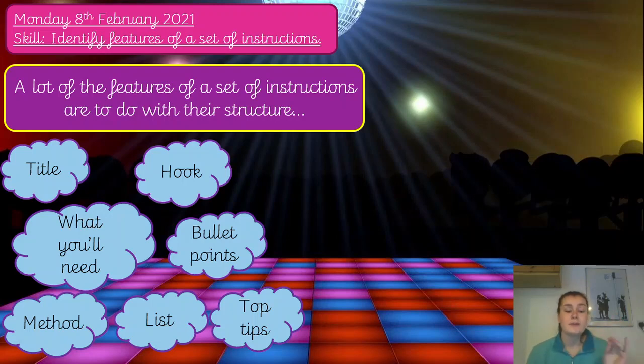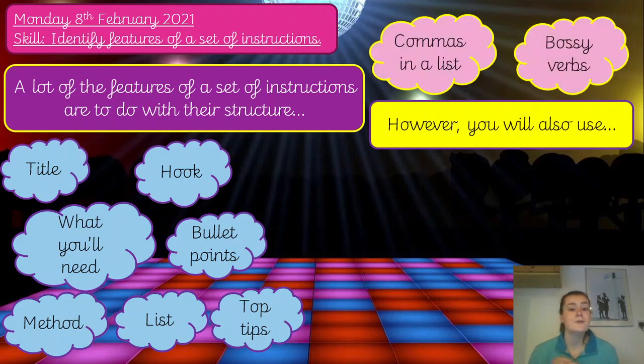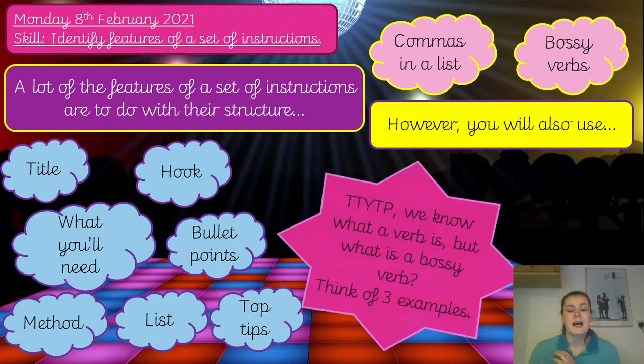And under that one we use a list, so we've got numbers on this one. And that tells you each step that we use. And then at the bottom of our set of instructions we had top tips, so that was another subheading that we had. However, we will also use commas in a list and bossy verbs. So commas in a list we've done a lot of work on before Christmas. So at the end of your what you'll need section, at the end of each line there we have a comma to create our list, and bossy verbs.